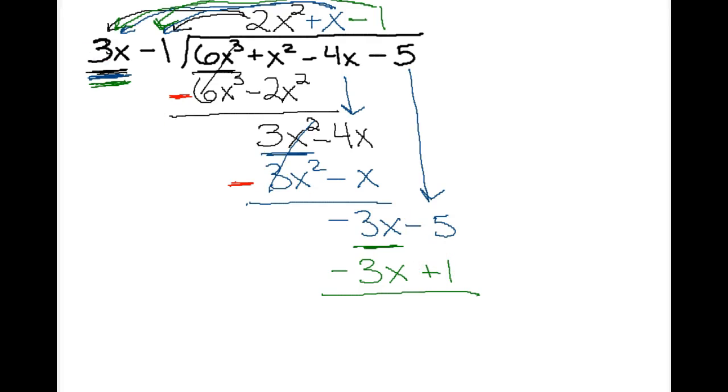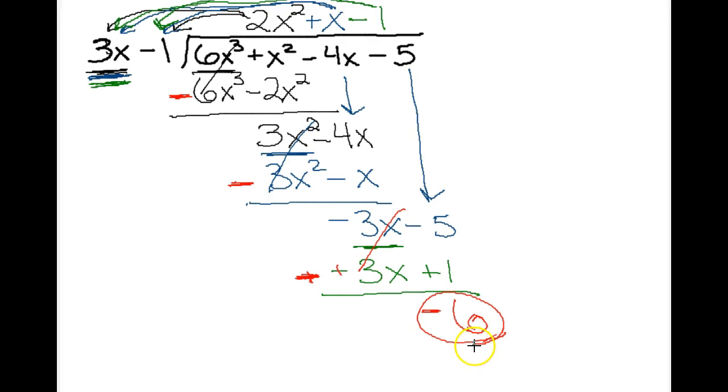Do not forget that this is subtraction. So negative 3x minus a negative 3x, right? It cancels out. Negative 5 plus negative 1 is going to give us negative 6. This is our remainder. This is where it gets a little bit funky.